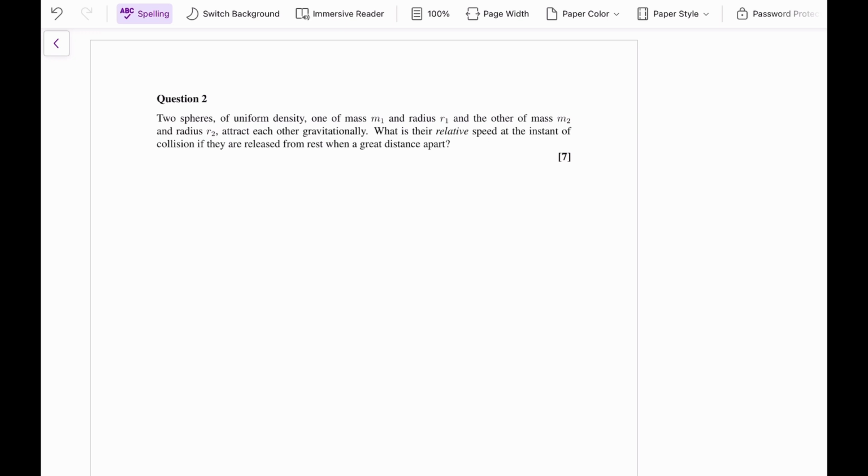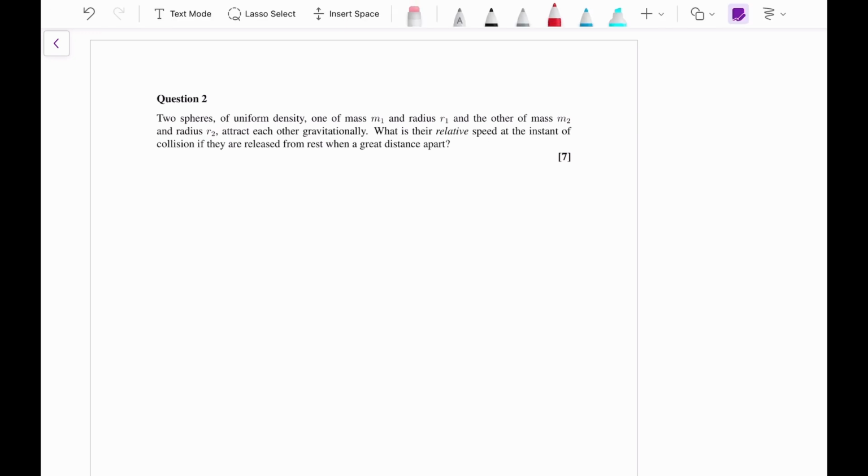So let's see what we can get from here. So first of all, uniform density. Uniform density essentially means that the mass is uniformly distributed within the two spheres. So this means that their center of mass is at their centroid.